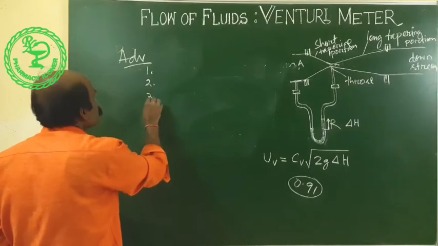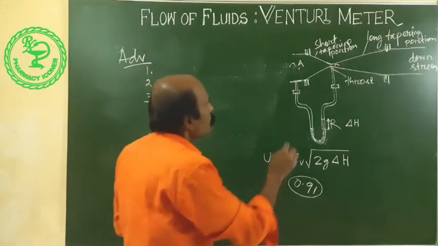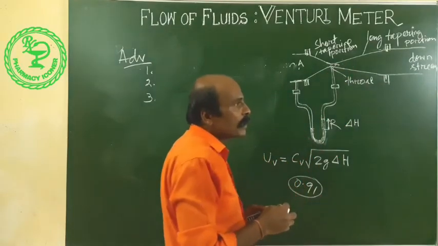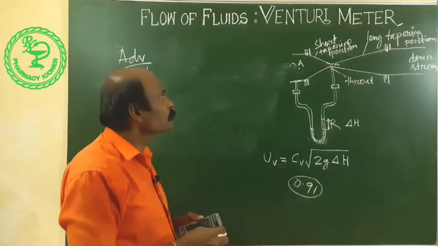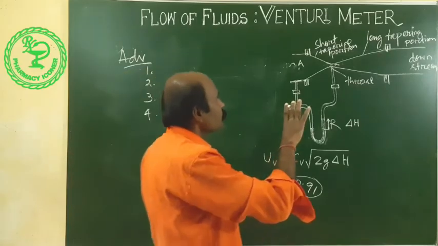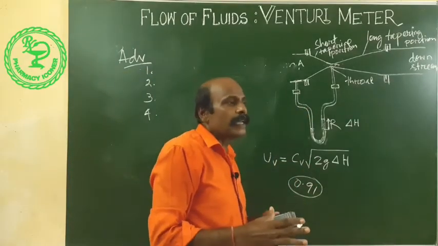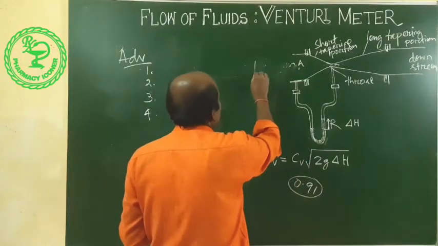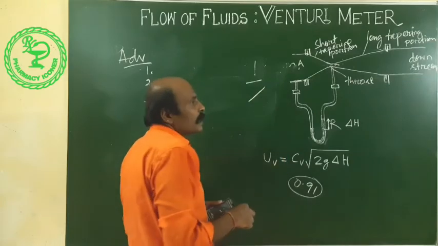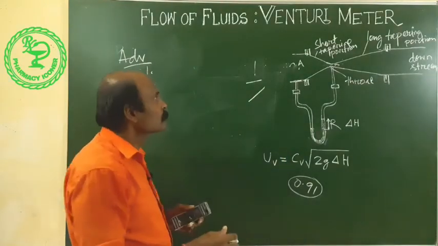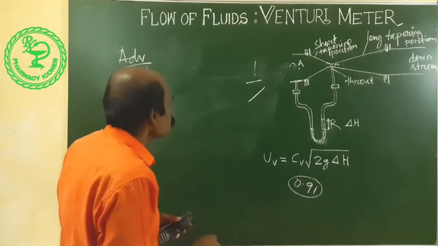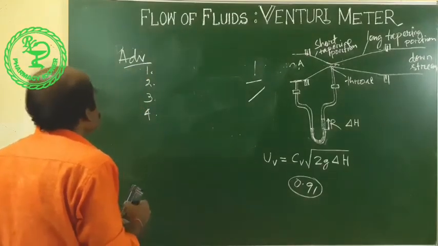Number three, there is less chance for clogging or blocking of the throat. Number four, this Venturi meter can be placed in any position. It may be vertical, horizontal, or inclined. So in different ways we can put this Venturi meter in the pipeline. So these are some advantages.